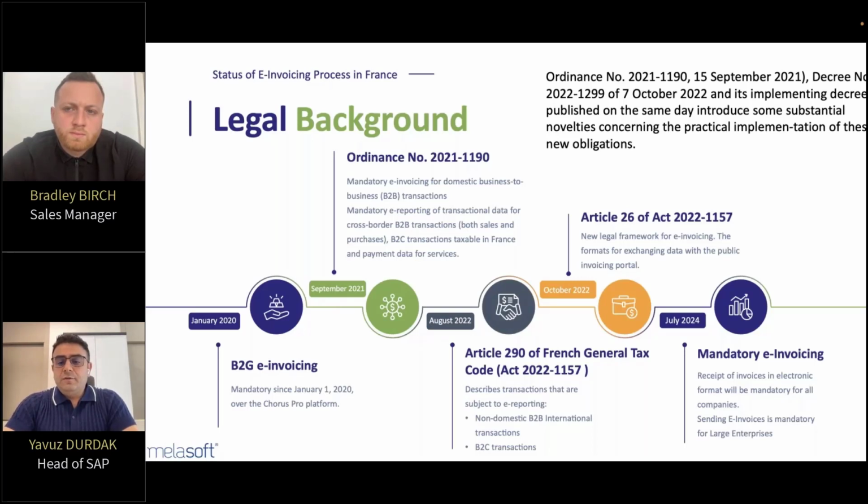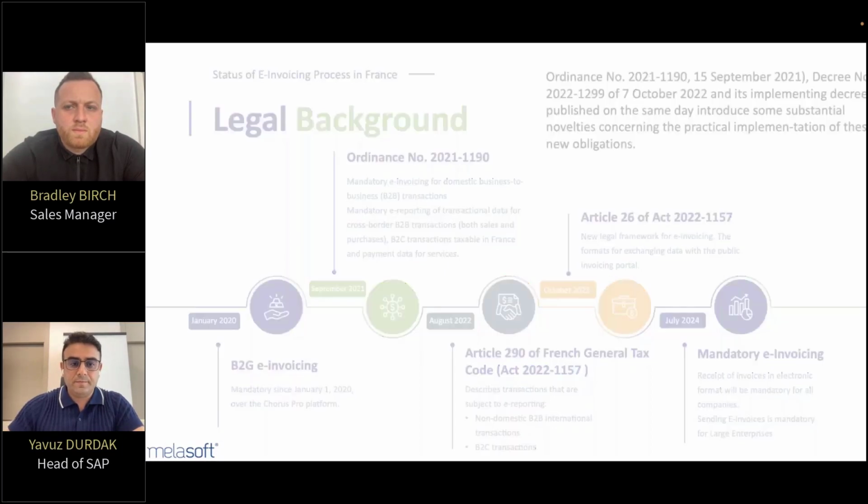Finally, the mandatory e-invoicing process will start on the 1st of July 2024, and especially starting from this date, receipt of invoices in electronic format will be mandatory. In addition to that, sending e-invoices will be mandatory for large enterprises. We will come to this issue for other company types in the following slides.